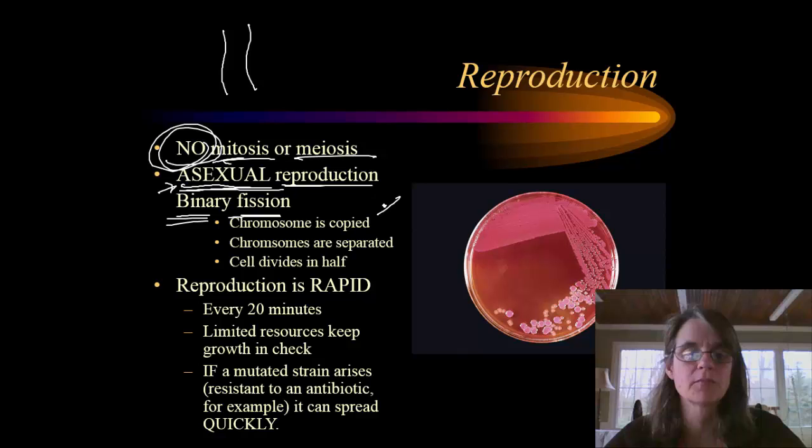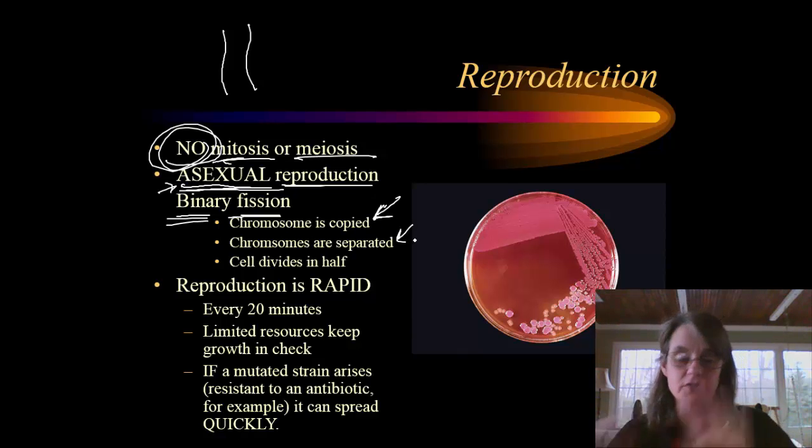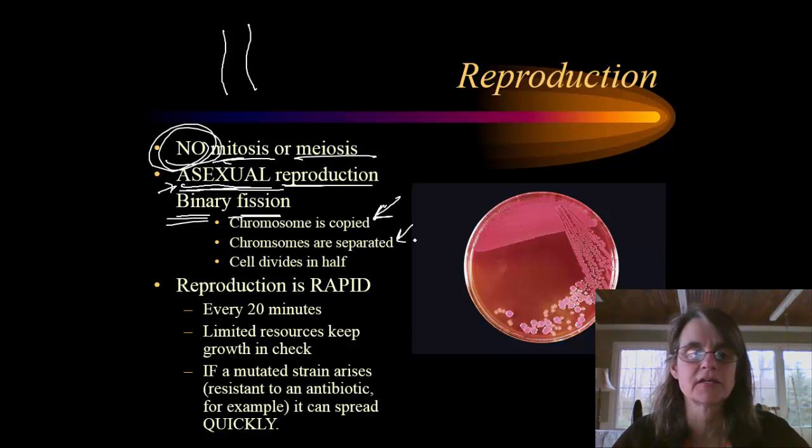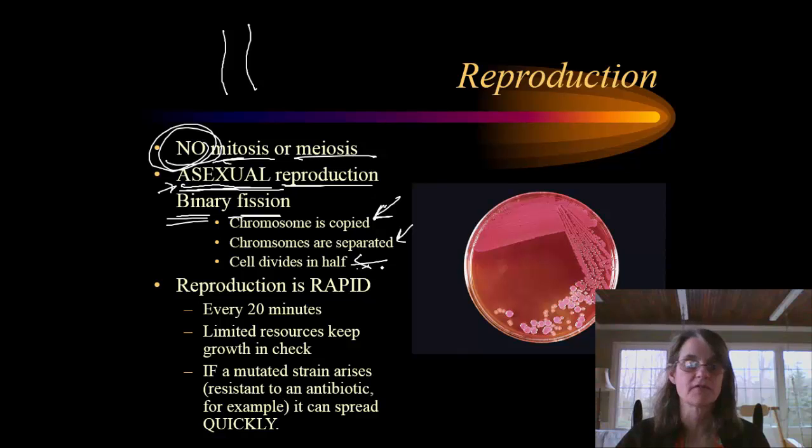The chromosome, that circular chromosome, is simply copied. Then the two circular chromosomes get separated to opposite ends of the cell, and then the cell pinches in half. It is a really super straightforward process. Binary fission. Reproduction, because that process is so straightforward, is really rapid. Every 20 minutes, bacteria can reproduce.